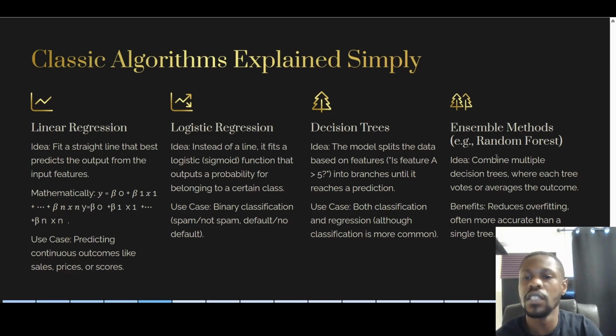Ensemble methods, e.g. random forest. The idea is to combine multiple decision trees where each tree votes or averages the outcome. The benefit of this is to reduce overfitting, and it's often more accurate than a single tree. So with a random forest decision tree method, you take the output of the first decision tree and it filters into the next.